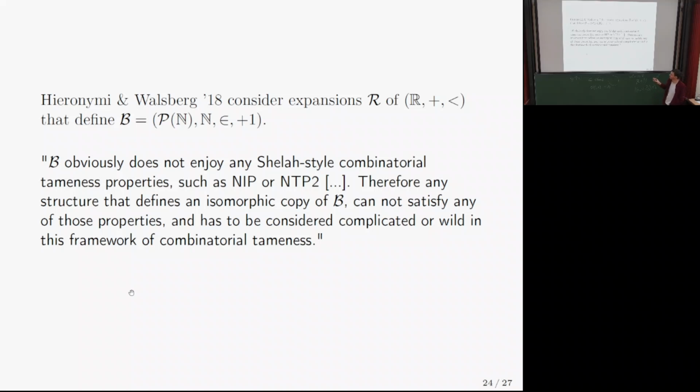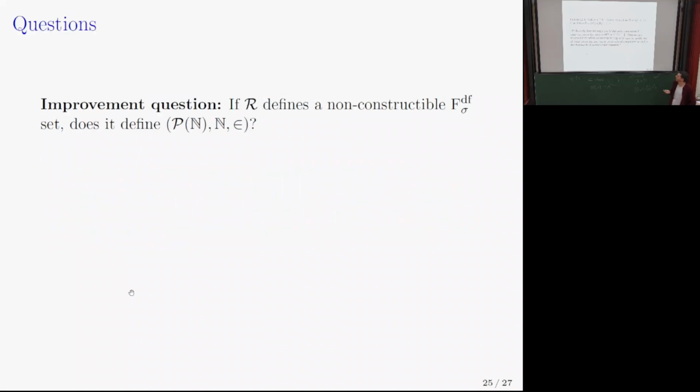Alright, this is kind of like the worst case scenario. And then my question would be, instead of TP2, can you actually say, if there's a non-constructible F sigma set, you define an isomorphic copy of this structure curly B. That would be an extremely nice result, I think. Either your structure is as wild as possible in a combinatorial sense, or if not, then the open core is constructible. It would be a very nice, very strong dichotomy there. So that's the question: does a non-constructible F sigma set define the structure, even without addition, right?